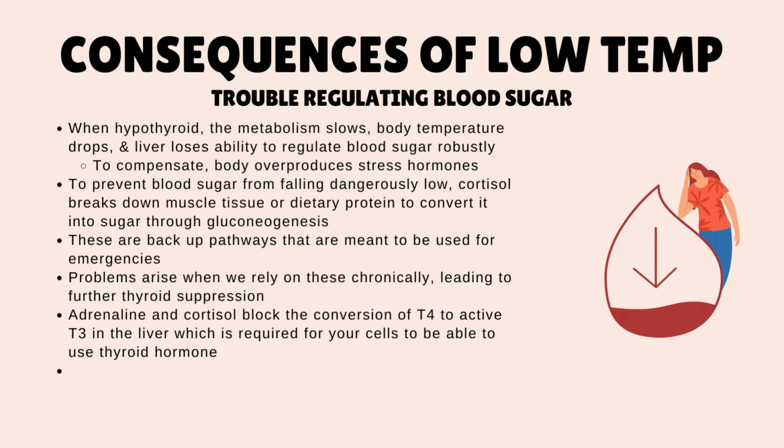And to prevent blood sugar from falling dangerously low, if it did, we would die, cortisol will break down muscle tissue in your body or the protein that we consume dietarily to convert it into sugar through gluconeogenesis. And this will raise the blood sugar. So these are backup pathways that are meant to be used for emergencies only. And problems arise when we rely on these chronically, leading to further thyroid suppression. In fact, the stress hormones adrenaline and cortisol block the conversion of T4 to active T3 in the liver, which is required for your cells to be able to use thyroid hormone. So it's a perpetual negative cycle.